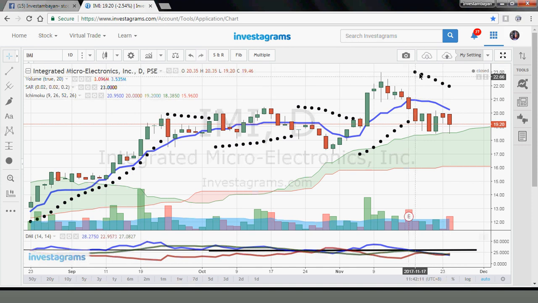IMI is ranging here, pero nakita natin dito may selling signal. Check natin, nasa above the cloud pa naman siya, so possible na ito talaga yung support niya. So possible na mag-bounce to. Hintayin mo lang, surveying siya dito. Possible na mag-consolidate pa yan.